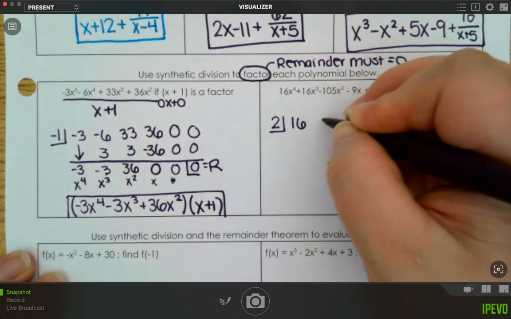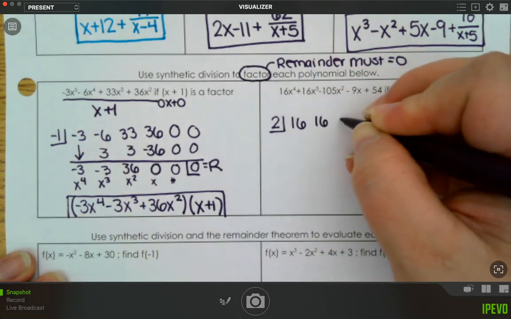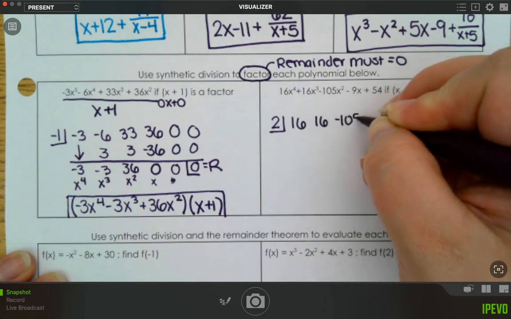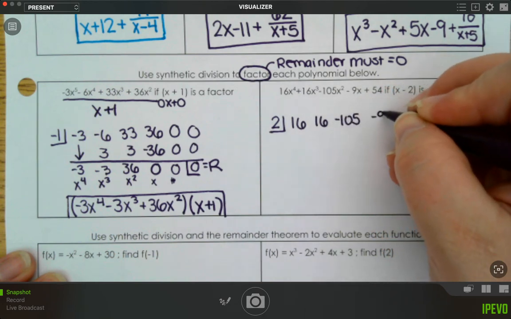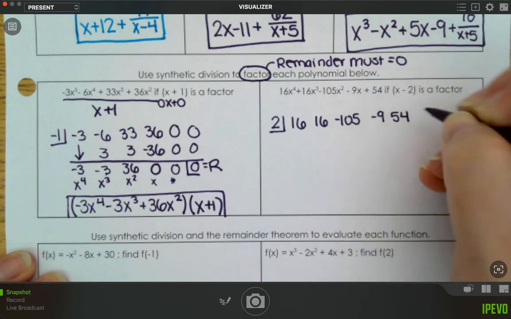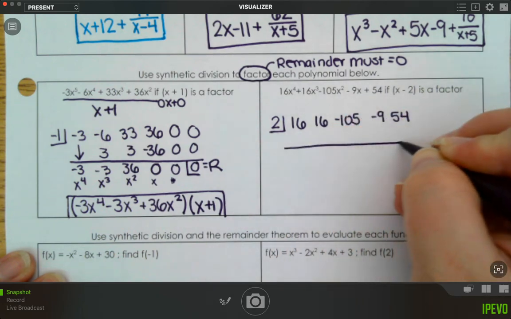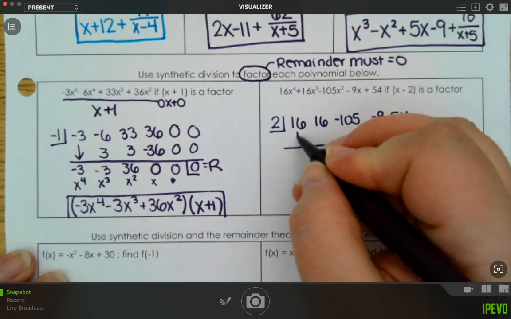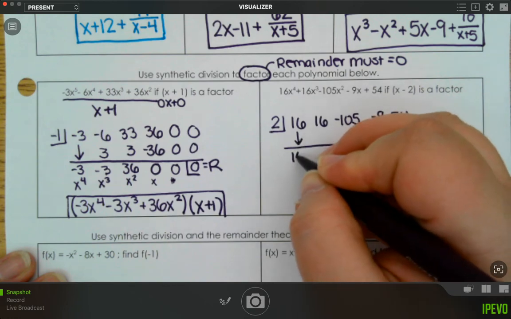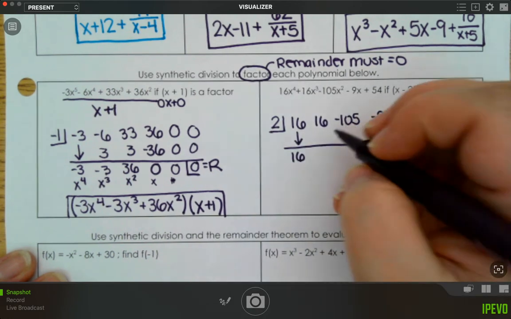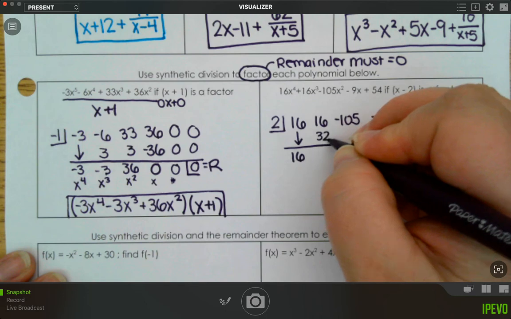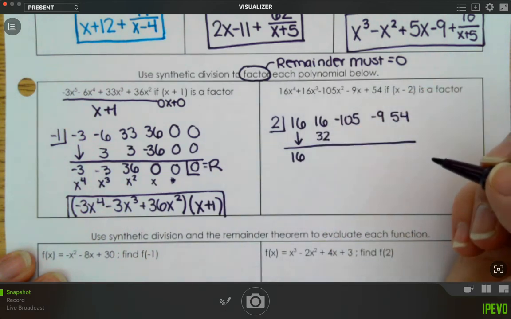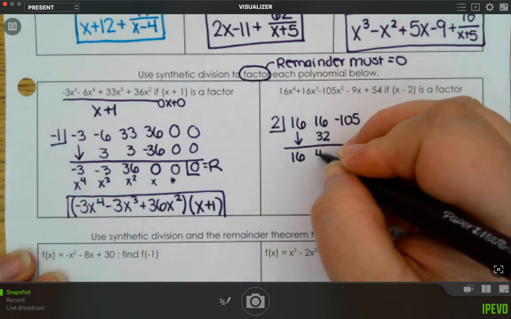And then here's my coefficients, 16, 16, -105, -9, and 54. There are no 0 placeholders on this one. Drop it down. 16 times 2 is 32. 32 plus 16 is 48.